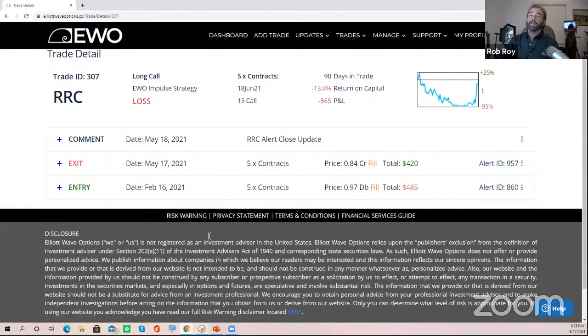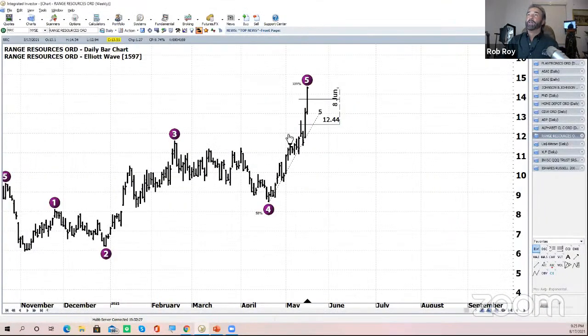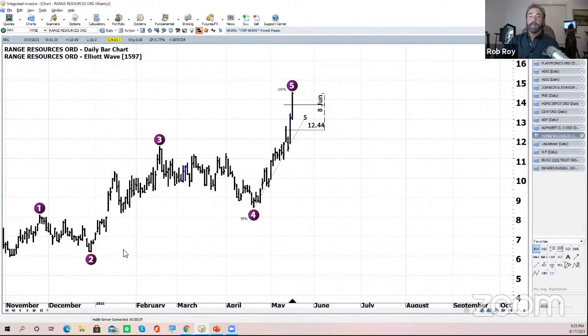Watch what happened. Remember what my comment was. Often that wave 5 will be labeled to a wave 3. It didn't, and so we went and closed the position out. Well, take a look at this. Here's where we were. This was the exit. Now watch the next day. Watch what happens the very next day.